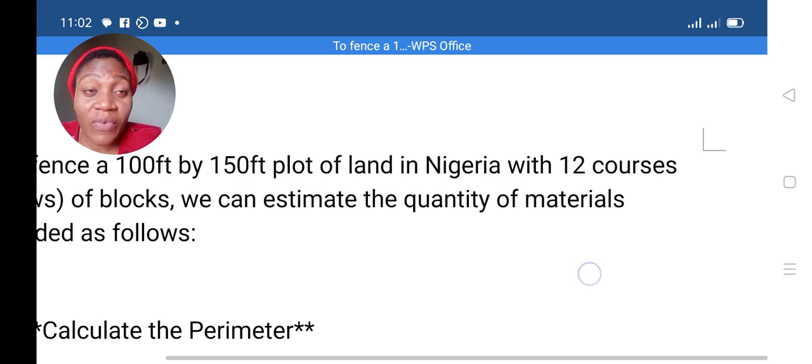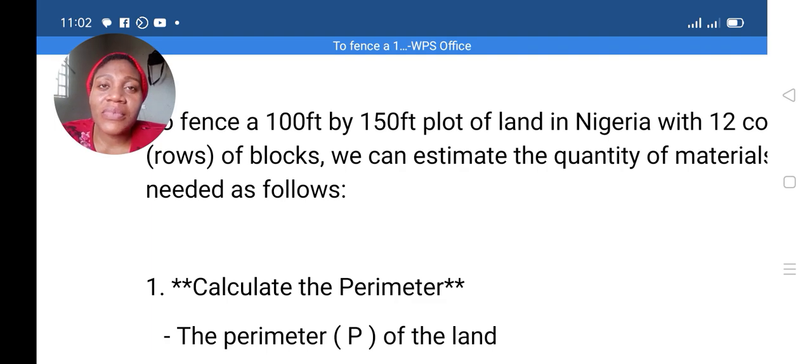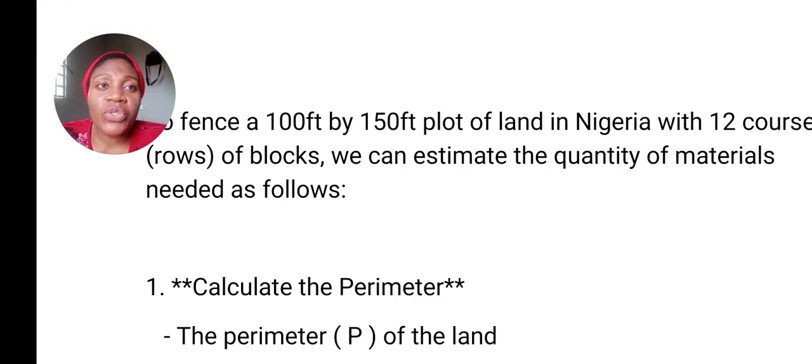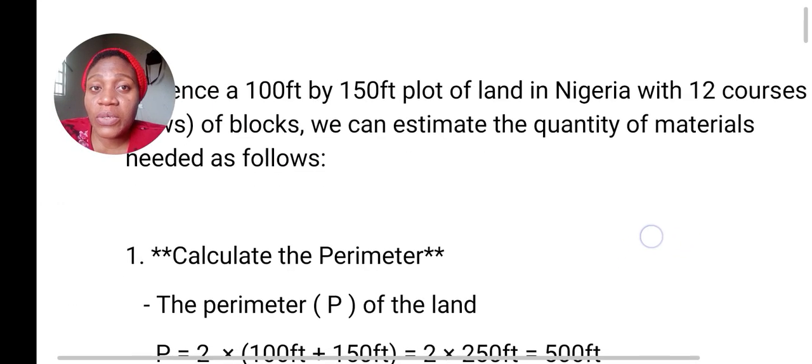We are working with 12 courses, not 10 this time around. All right, that is 12 rows of blocks. We can estimate the quantity of materials needed as follows.